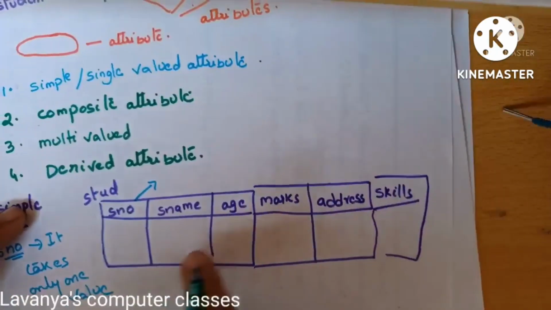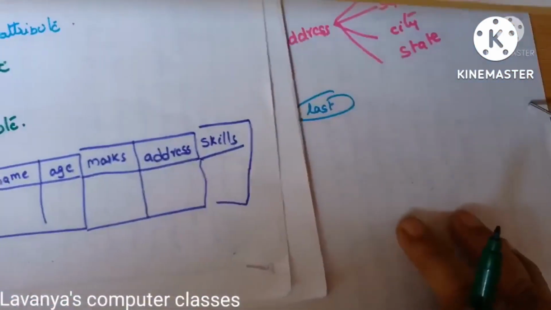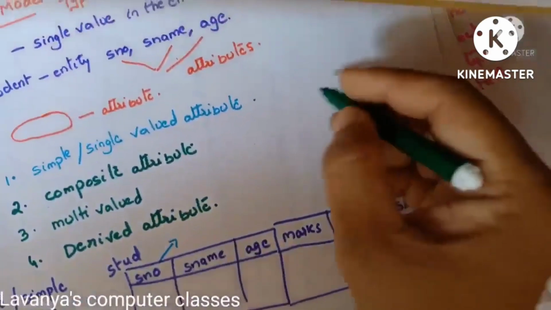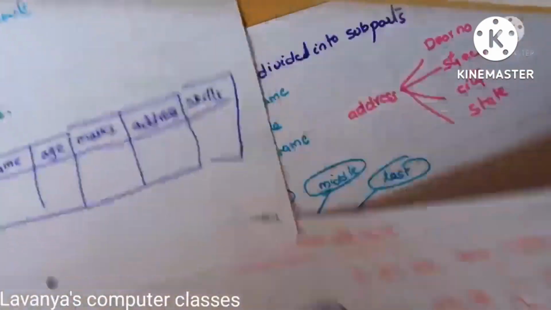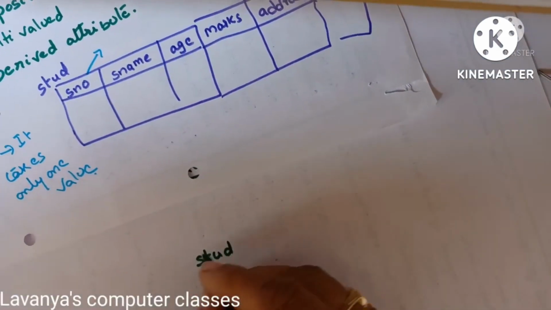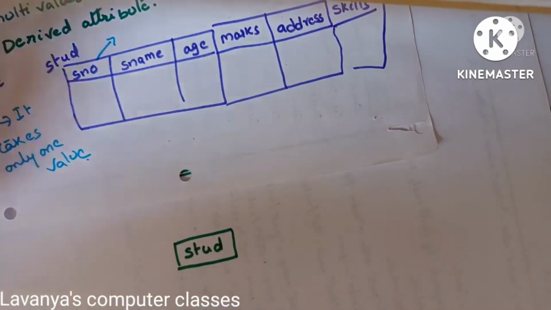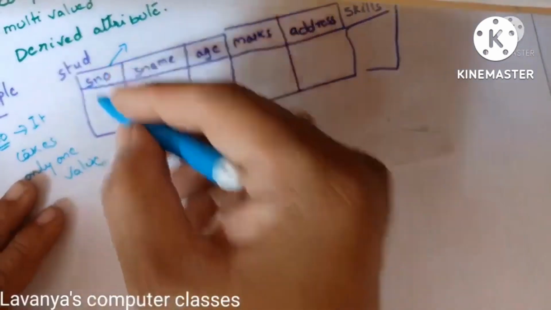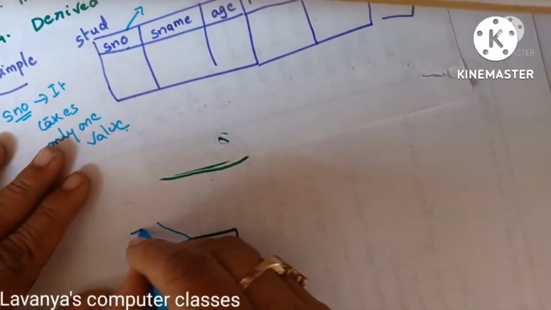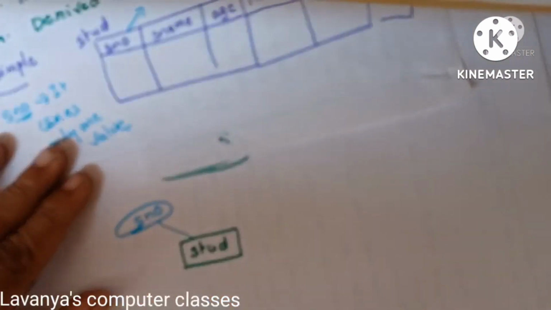Now I will give one example. Previously I took an example of a student entity set with attributes serial number, S name, age, marks, address and skills. Now take this example and I am drawing the ER diagram for this. First, student is an entity set. For an entity set the symbol is a rectangle. Take one rectangle and inside the rectangle write the name of the entity set, student. The first field, serial number, is a single-valued attribute. Single-valued attribute means one simple ellipse is enough.